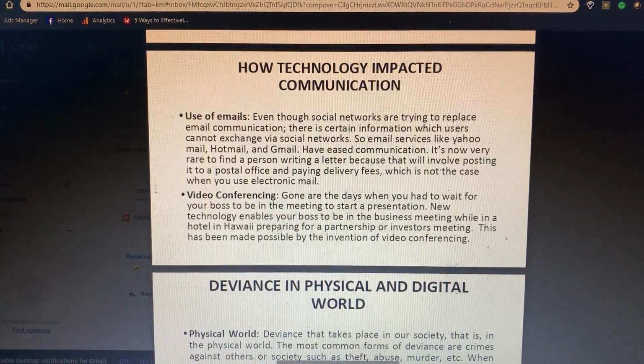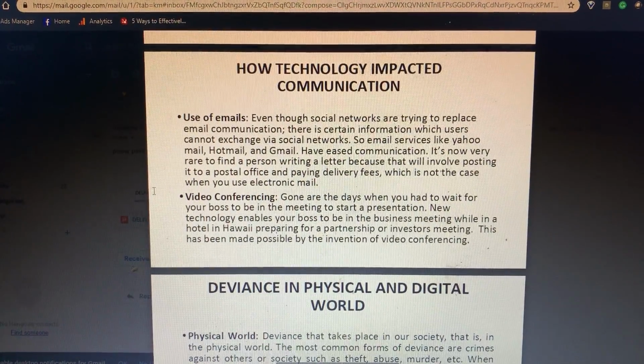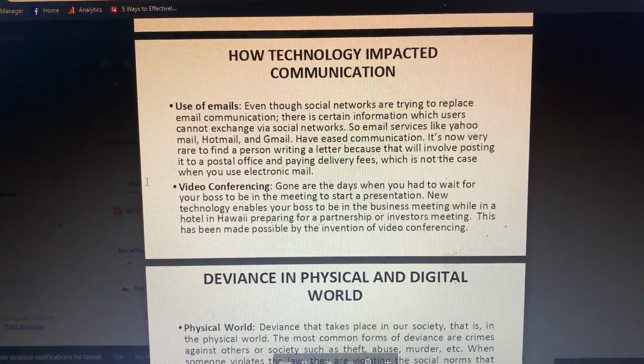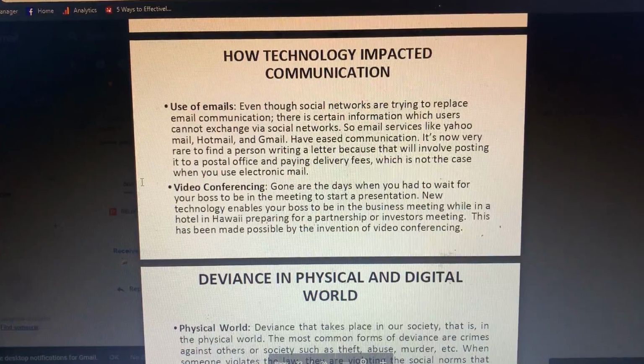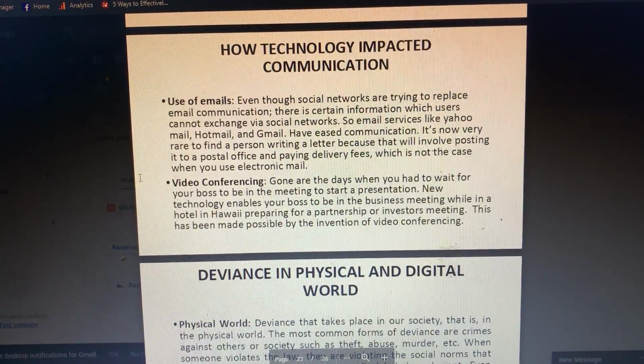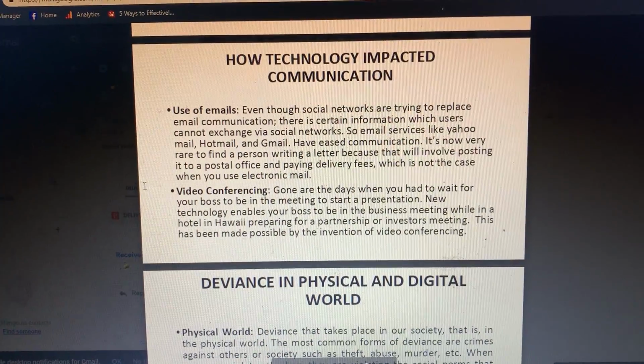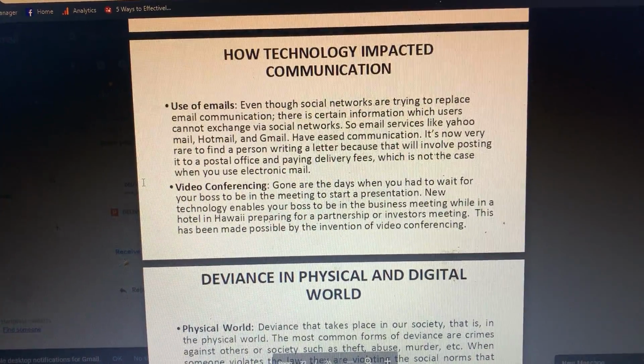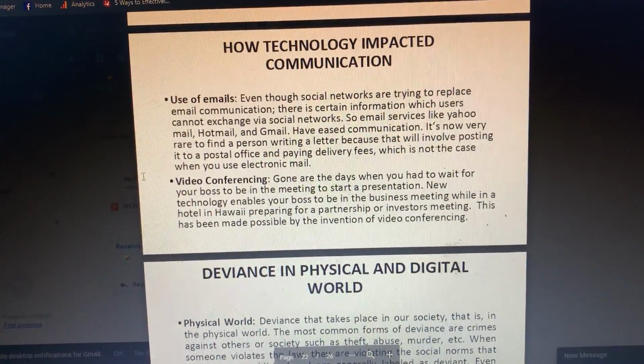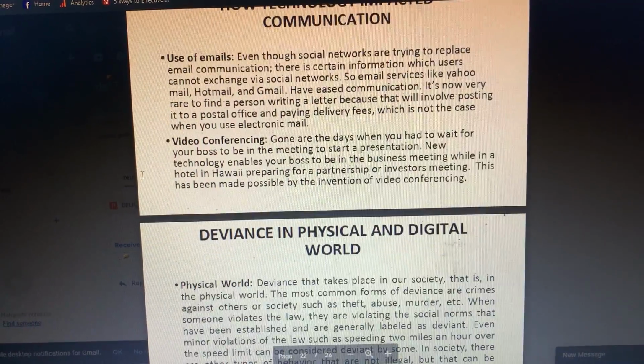How technology impacted communication: we move on to the use of emails. Even though social networks are trying to replace email communication, there is certain information which users cannot exchange via social networks. So email services like Yahoo Mail, Hotmail, Gmail, and so on, are still very important.